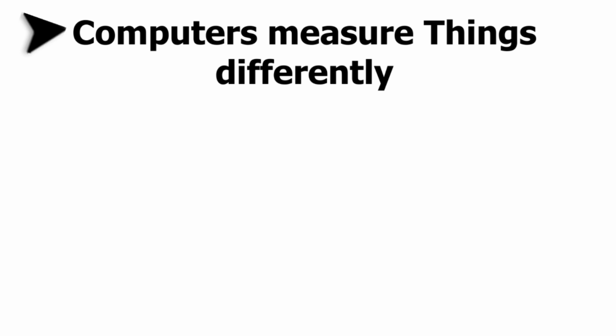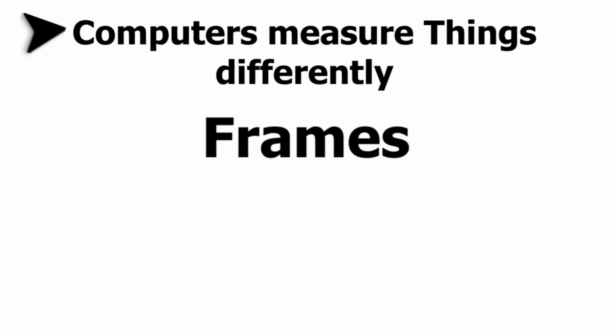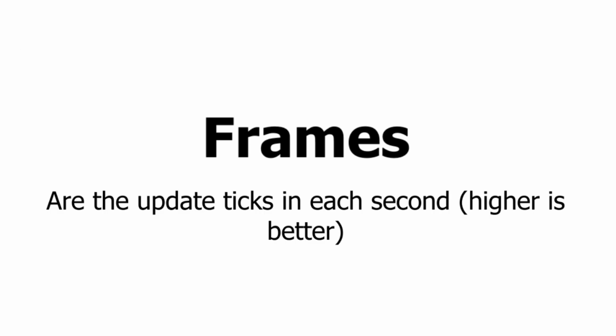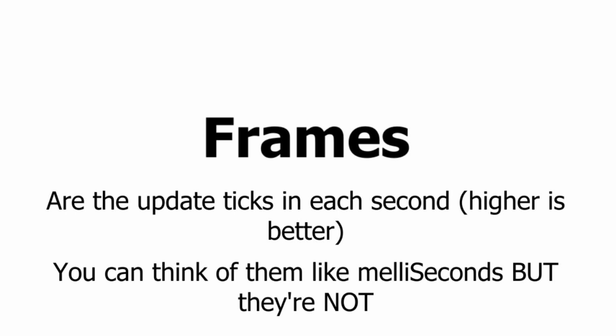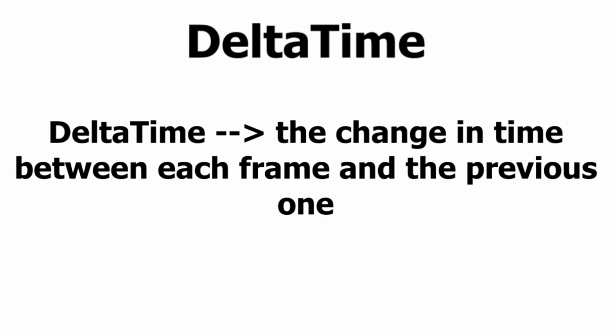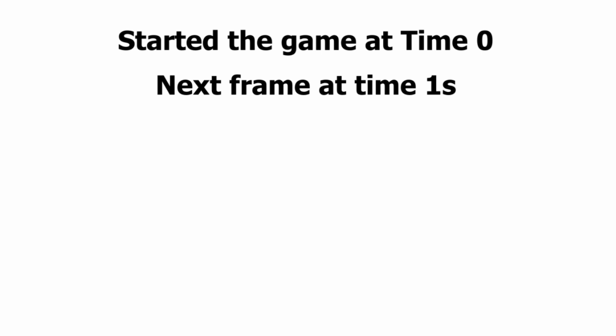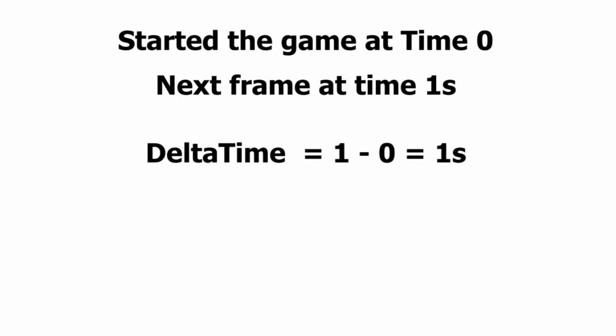They use what are called frames. The frames are the update ticks in each second. You can think of them like milliseconds, but they're not. So now we know that the delta time is the change in time between each frame and the previous one. Imagine that we started the game at time 0 and at the next frame the time is 1. Well, your delta time is 1 second in this case.